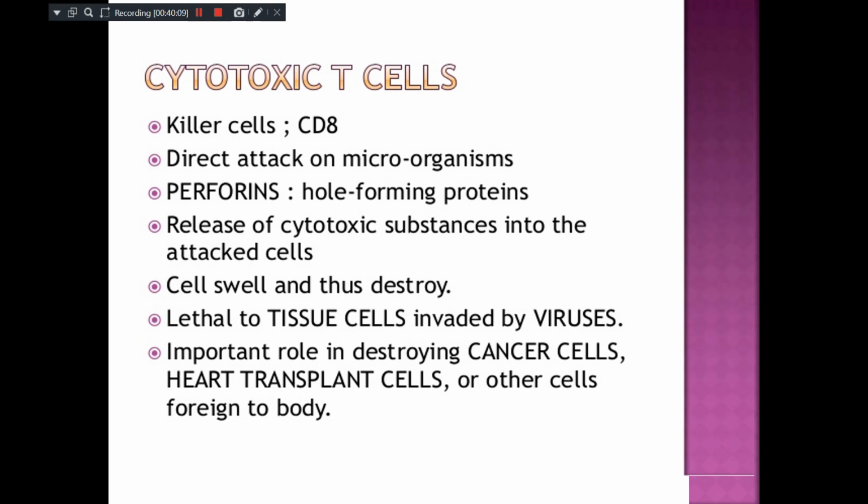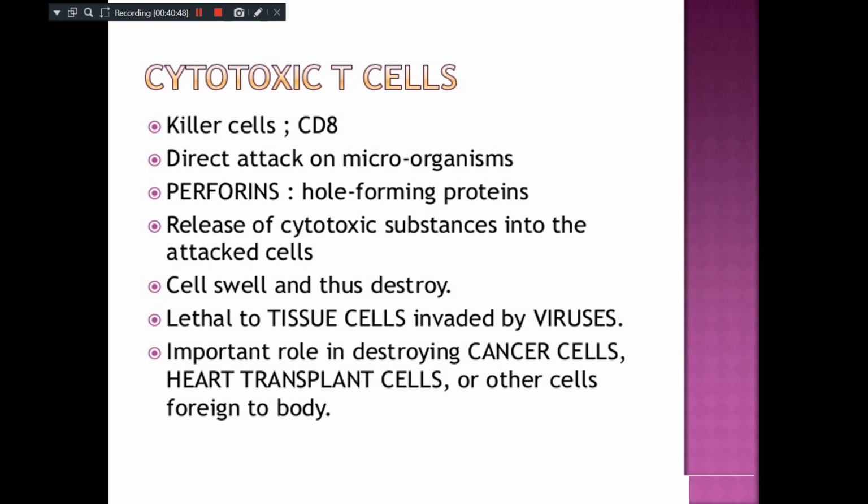Whereas the cytotoxic T cells, especially the CD8 cells, the killer cells I have told, directly attack microorganisms because they can form perforins. Perforins are hole forming proteins on the cell, and once they are able to make a hole, they release the cytotoxic substance into the attacked cell. Then, because of the cytotoxic substance, the cell swells and is destroyed.